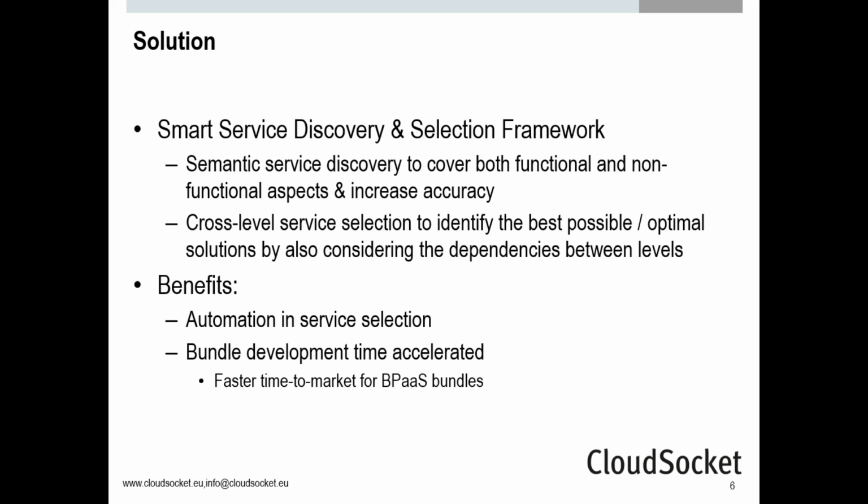The second functionality is the cross-level service selection, which can be used in order to identify the best possible or optimal solutions by considering not only the dependencies between the levels, but also different kinds of user requirements: deployment requirements, location requirements, non-functional requirements, including response time, availability, and so on, and cost requirements.